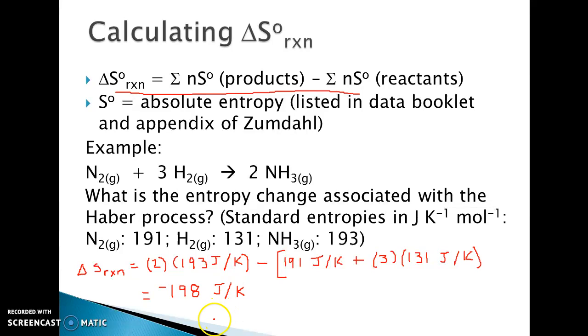What I do want to point out to you is that all of the calculations we've been doing in thermo have been in kilojoules, and entropy is usually given in joules since the values are much smaller. So that's going to be important when we come up to the next part of things in spontaneity, so keep an eye on that.